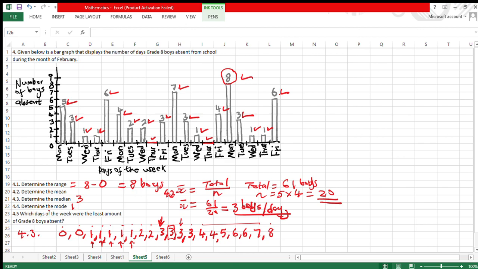And then let's go to the final question. Which days of the week were the least amount of grade 8 boys absent. So we're going to count from, okay, let's write 4.5 here. Week 1, how many boys were absent? So it's 5 plus 3 plus 1 plus 1, that's 10. Plus on a Friday, 6. So week 1 we had 16 boys.